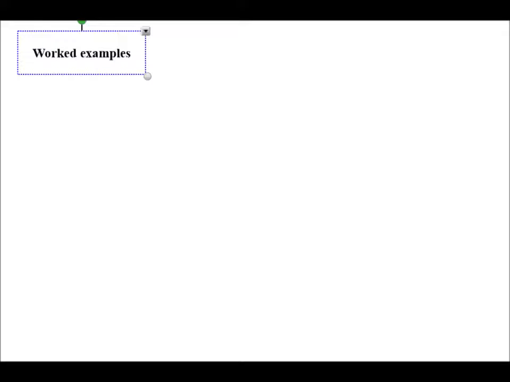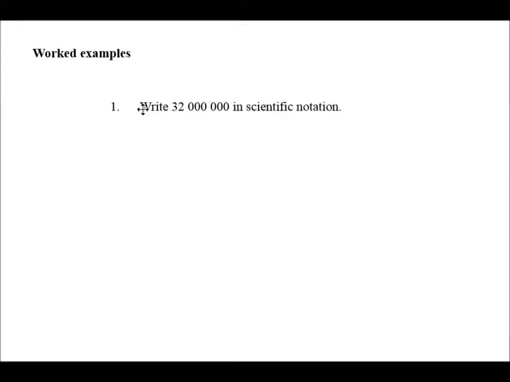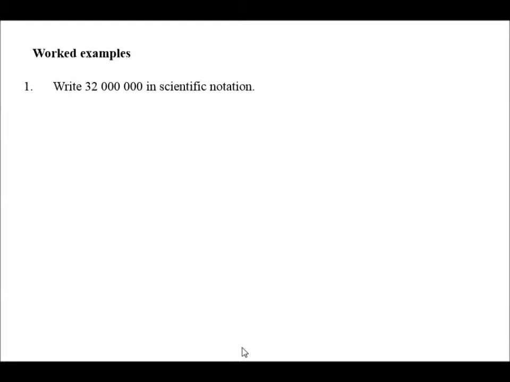Let's look at the worked examples. The first one, you are asked to write 32 million. Remember, these are the group of ones, thousands, millions. So 32 million, written in scientific notation, we would put the comma at the end. It must have one significant digit, 3 comma. So that's 3 comma 2. How many places did the comma move? 3, 6, 7. So it's going to be multiplied by 10 to the 7.